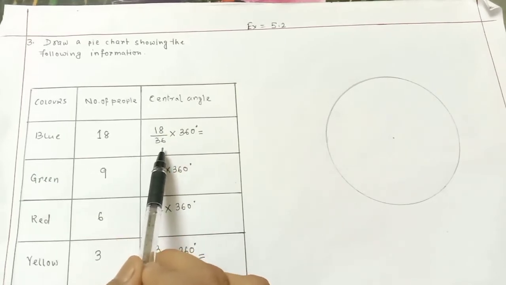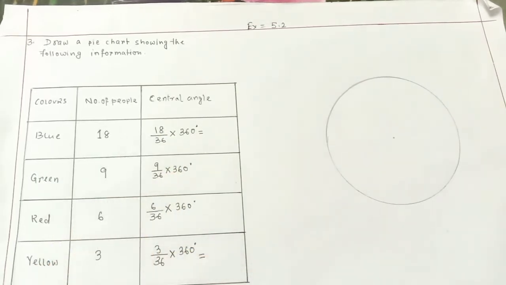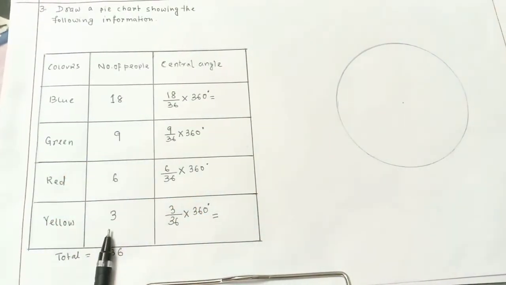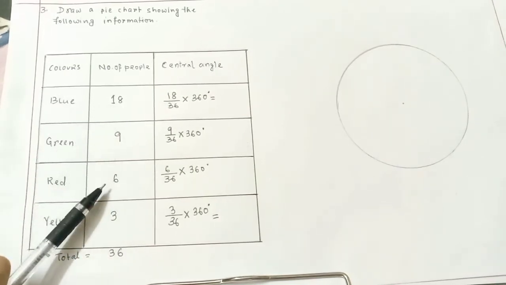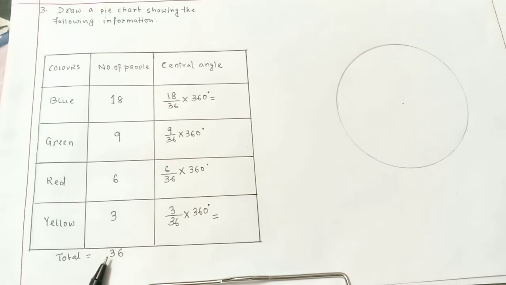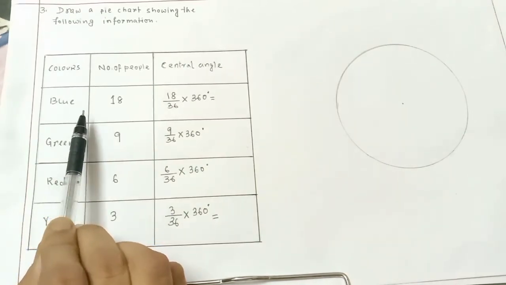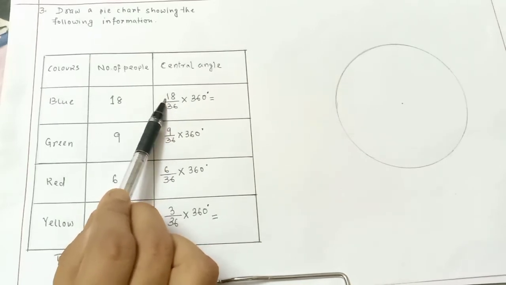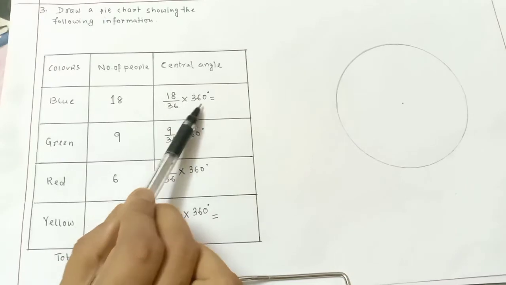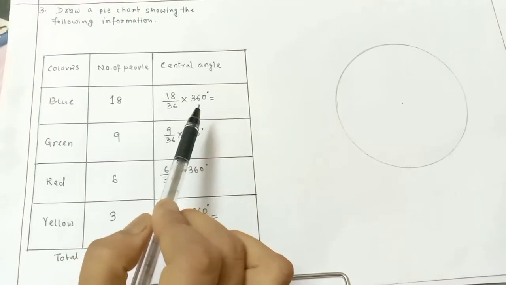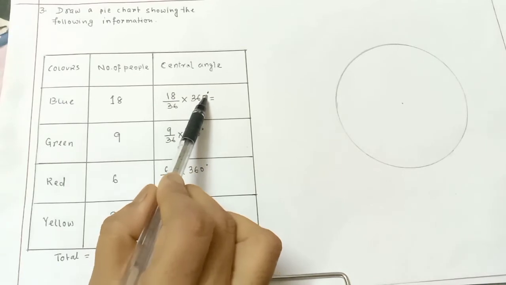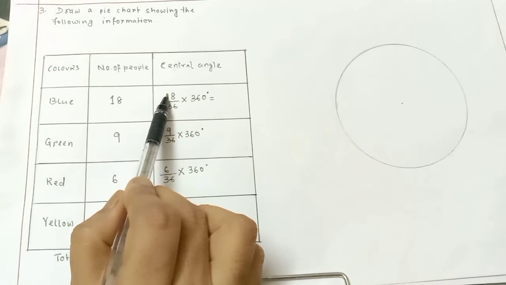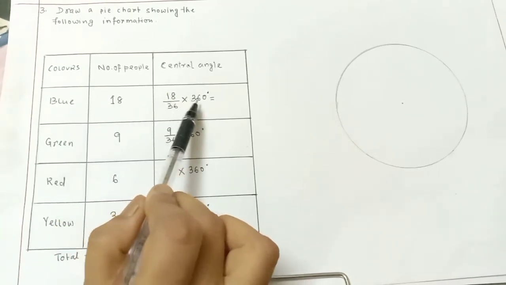So when we are finding the central angle, we have to find the total sum of the people. Now 18 plus 9 plus 6 plus 3 is 36. Blue color is preferred by 18 people. Out of 36 people, 18 people preferred blue color. Now when we are converting into central angle, you know that in previous sums you have done how to convert into 360 degrees. So out of 36, 18 people preferred blue color, multiplied by 360 degrees.